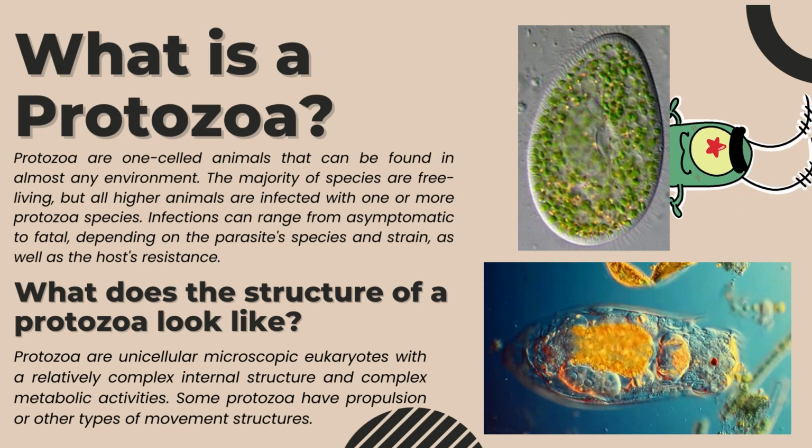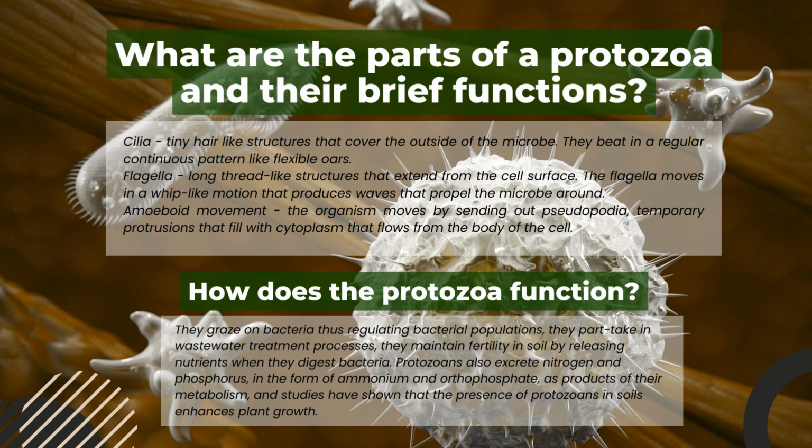Next, what does the structure of a protozoa look like? Protozoa are unicellular microscopic eukaryotes with a relatively complex internal structure and complex metabolic activities. Some protozoa have propulsion or other types of movement structures. These are the parts of a protozoa and their brief functions.